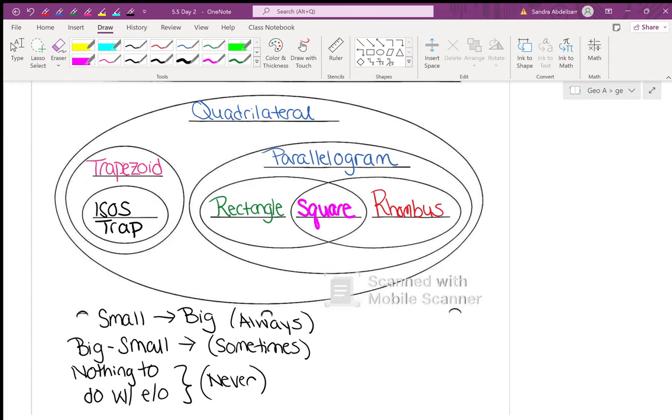A trapezoid is a quadrilateral, small to big. Always. An isosceles trapezoid is a quadrilateral. Again, small to big, always. Do we get it? Okay, you can just write your answers on the side anywhere on your screen. I want you to zoom in and write it out for me, hold it up. So I'm going to ask you questions. You're going to tell me always, sometimes, or never.